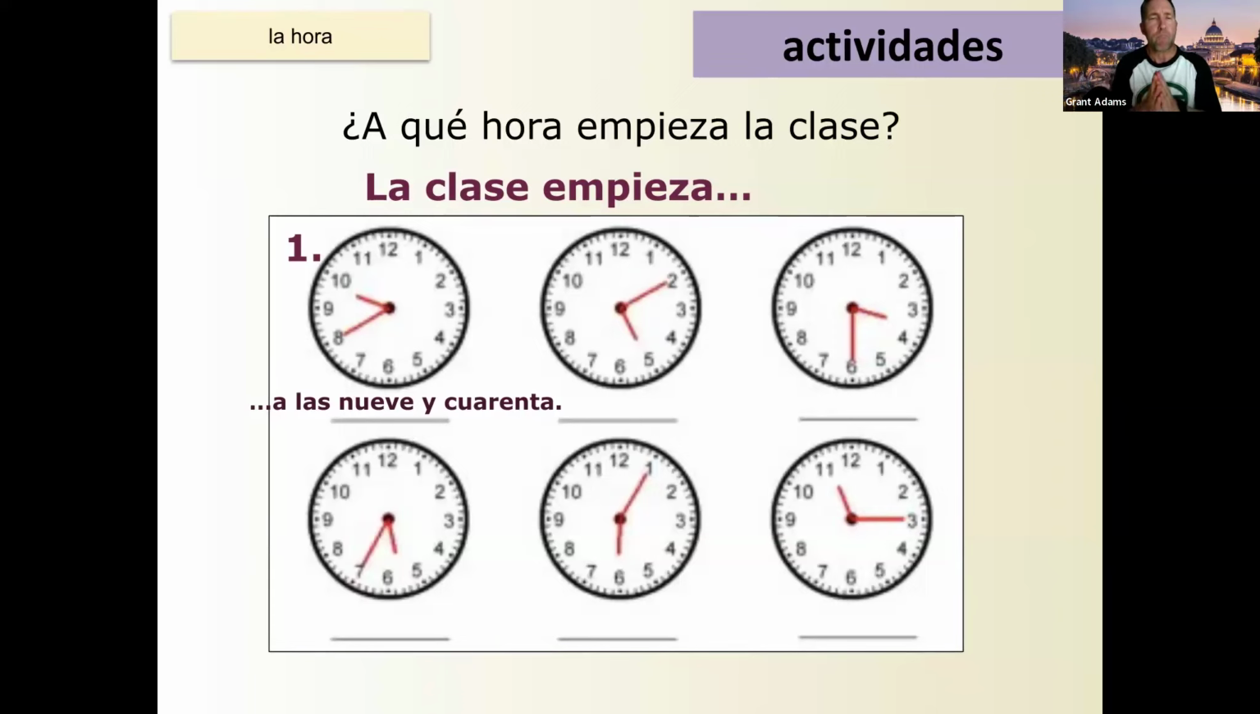Clase. Número 2. ¿A qué hora empieza la clase? Por favor, necesitan escribir la respuesta. ¿A qué hora empieza la clase? La clase empieza a las... Okay.